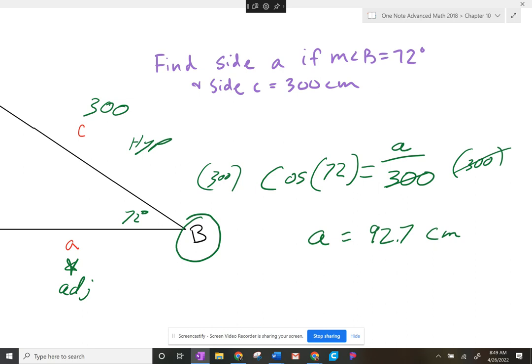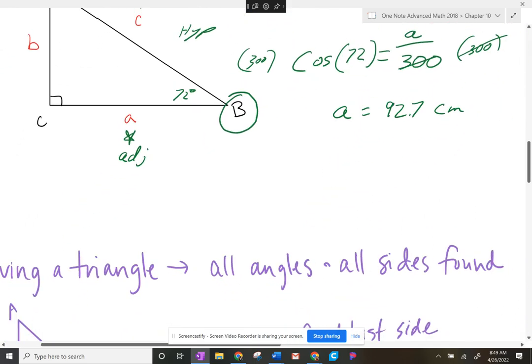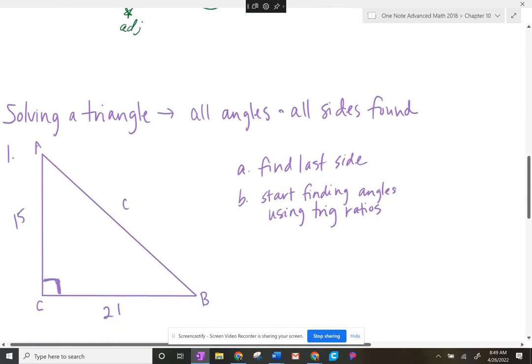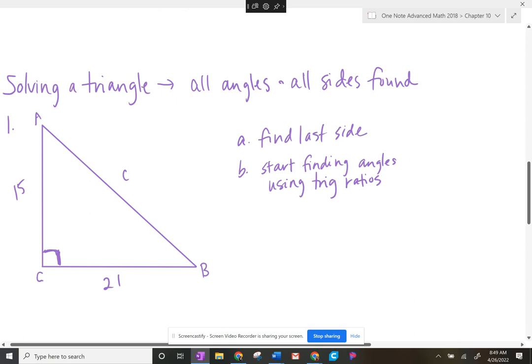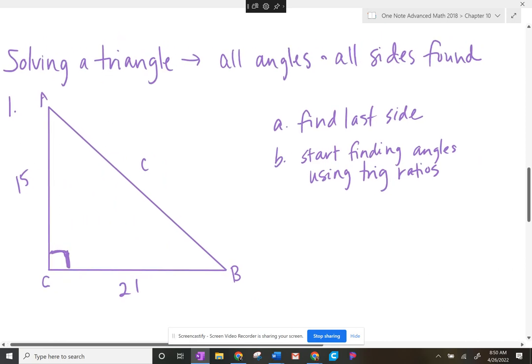So far, so awesome. And then the last part that we'll have kind of on the assignment and that we're going to practice today is going to be solving a triangle. It'll give you two sides. And what I'd like to find is I want to know all the angles and all the sides. So the first one we'll do together. The second one you guys are going to do on your own.